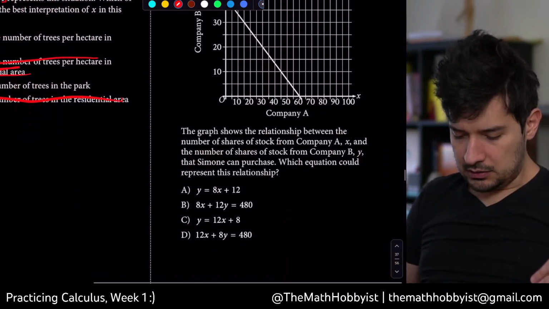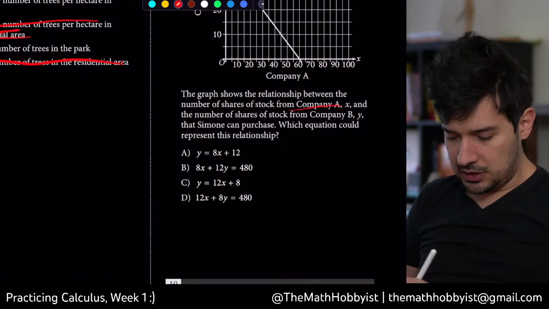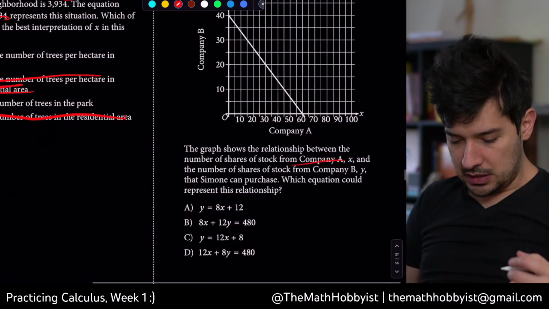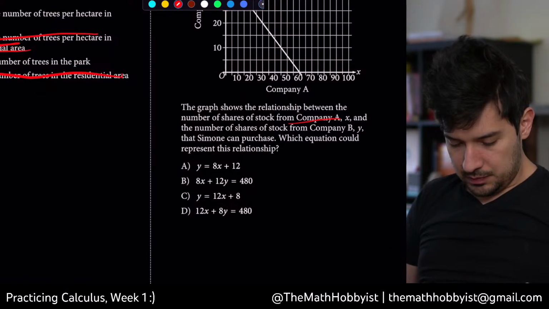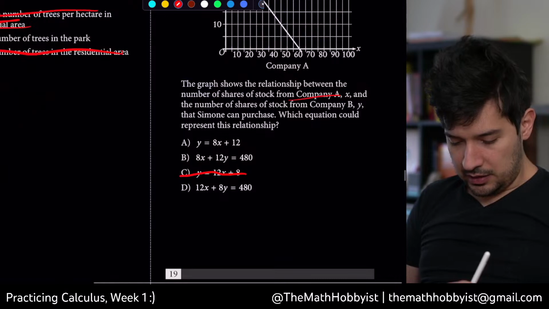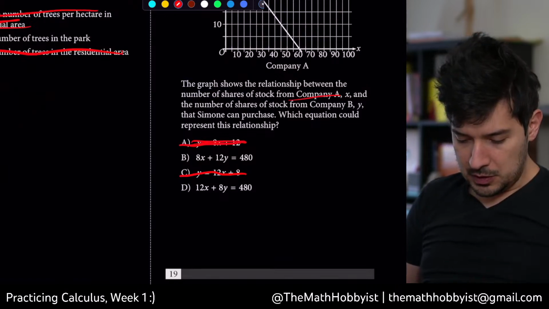Okay, 18. Graph stocks, company A, number of shares, company B, Y, Simone. Equation is going to be... it can't be this one. We need a negative slope. Can't be this one. We need a negative slope.